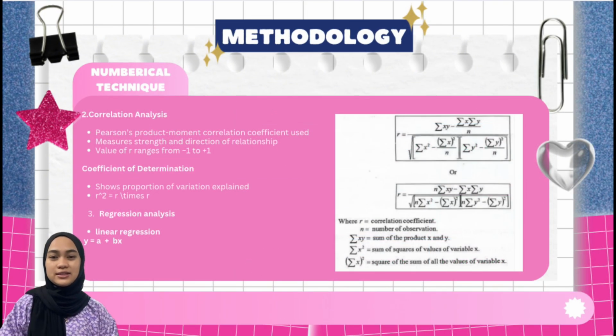Next, correlation analysis. Correlation analysis was carried out using the Pearson product-moment correlation coefficient to measure the strength and the direction of the relationship between operating time and production output. The value of r lies between -1 and +1 when we look at the formula. Next, coefficient of determination. The coefficient of determination, r squared, represents the proportion of variation in the production output explained by operating time, r times r.